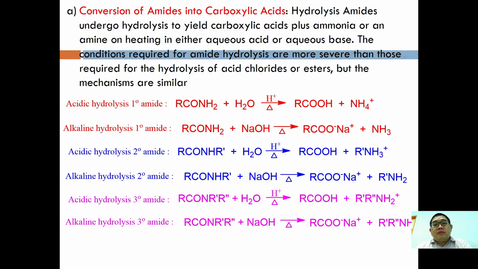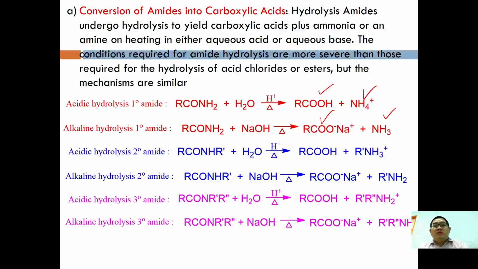So, hydrolysis of amide yields carboxylic acid plus ammonia or amine on heating in either aqueous acid or basic aqueous solution. The conditions required for amide hydrolysis are more severe than those for acyl chloride or ester, but the mechanisms are similar. So if you are undergoing acidic hydrolysis, you form carboxylic acid and ammonium ions. If you are doing alkaline hydrolysis, you form carboxylate salt plus ammonia.